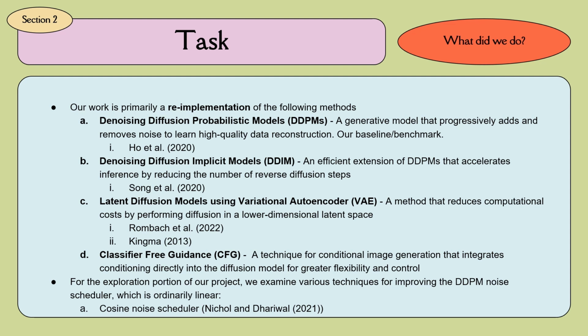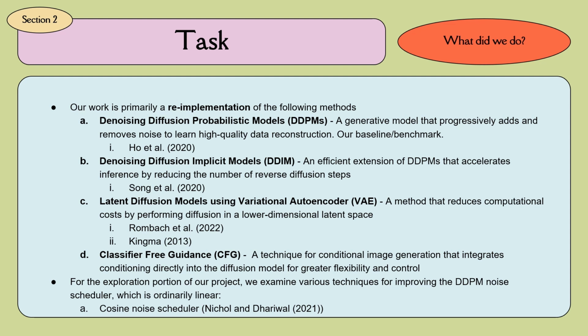So looking at the task here. Our work is to primarily re-implement the following methods. The first is DDPMs, or denoising diffusion probabilistic models, which are generative models that progressively add and remove noise to learn high-quality data construction. We treat this as our baseline and benchmark. We then implement DDIM, which is an extension of DDPM that accelerates inference by reducing the number of reverse diffusion steps. We then implement a VAE to create a latent diffusion model.